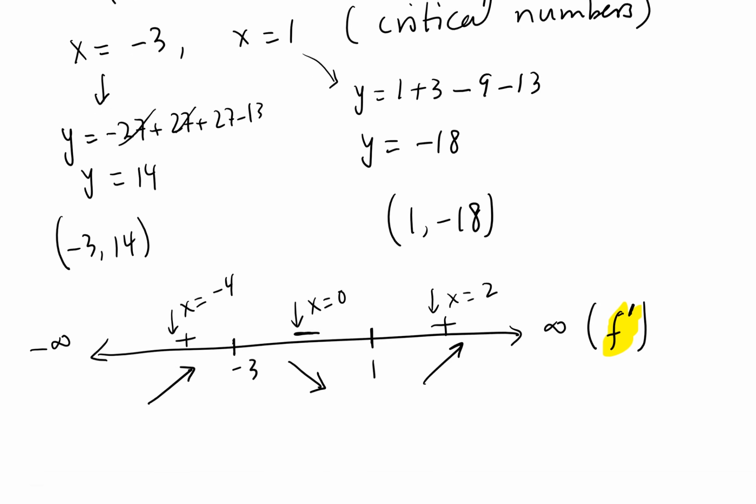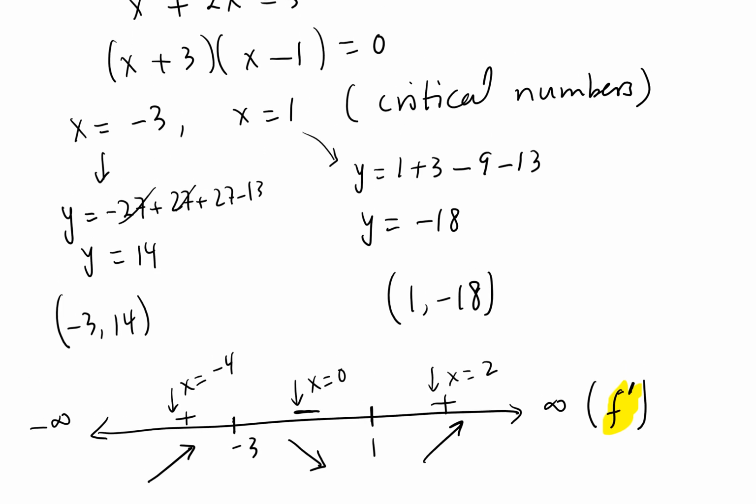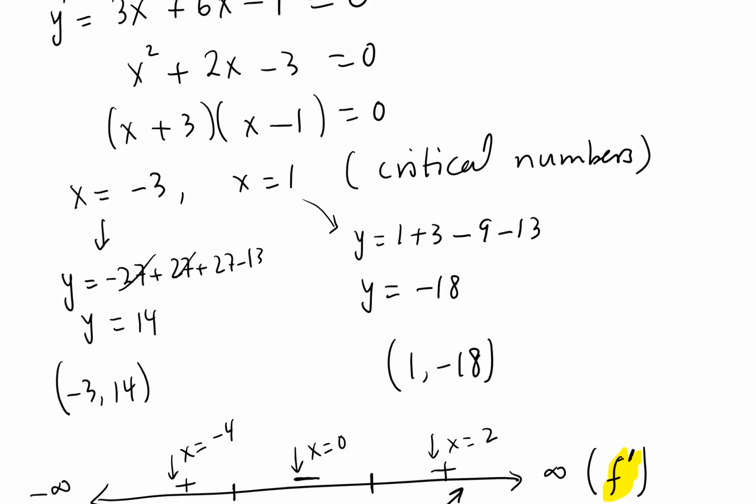Professor. Yes. So wouldn't it be -1 as your critical number, and then +3? No, because when you set them, x plus 3 is 0, x minus 1 is 0. So you subtract 3 on both sides, you get this one. Add 1 to both sides. Oh, got it. Thank you.